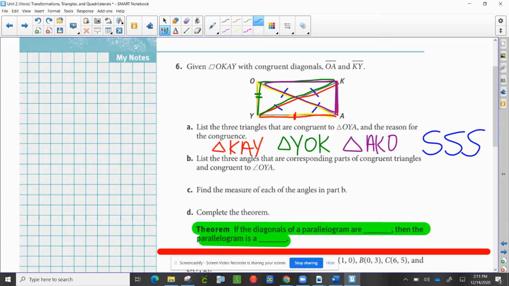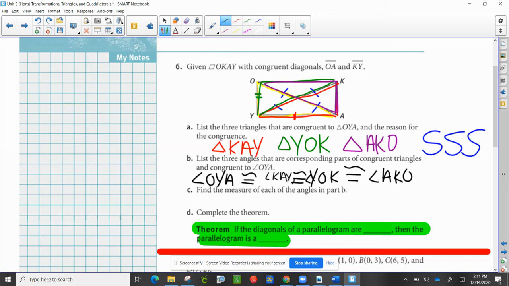Okay, so that makes some angles congruent here. I'm just going to go ahead and list them off because we kind of talked about this in the previous video also, but angle OYA is going to be congruent to OYA. So that's that angle from that first triangle is congruent to KAY from our first congruent triangle, the red one, which makes it congruent, okay, to YOK, which is also then congruent to AKO, angle AKO.